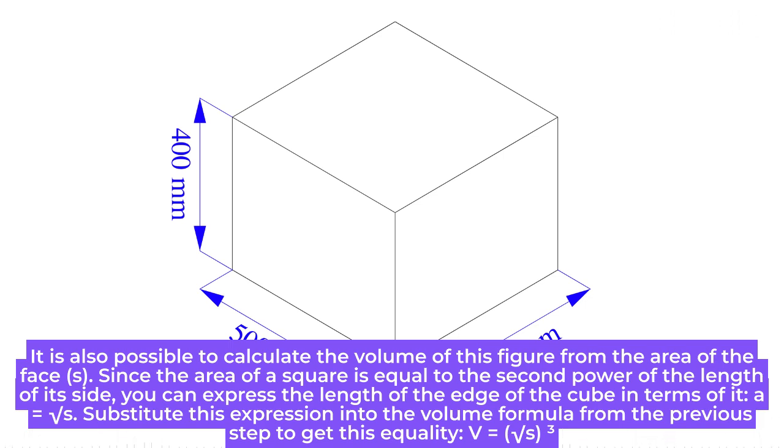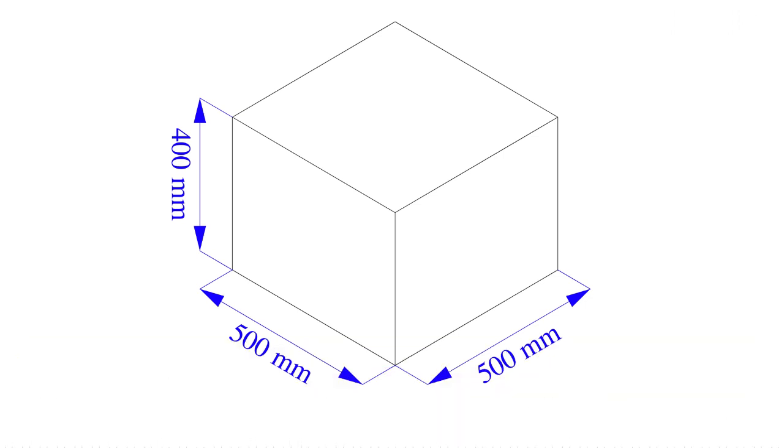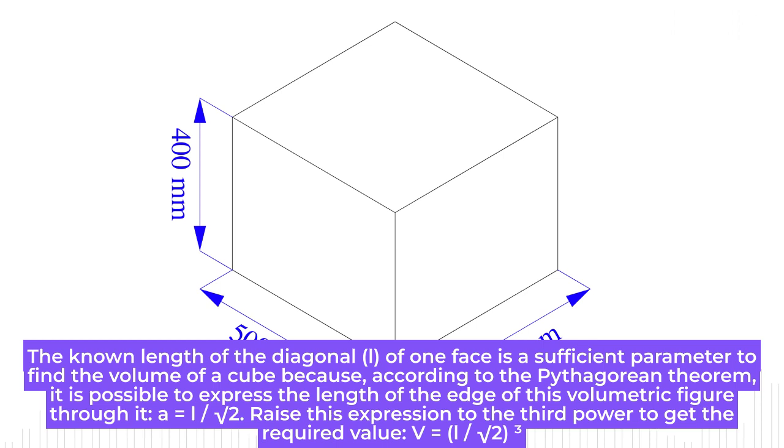Step 3. The known length of the diagonal, L, of one face is a sufficient parameter to find the volume of a cube because, according to the Pythagorean theorem, it is possible to express the length of the edge of this volumetric figure through it, a equals L slash square root 2. Raise this expression to the third power to get the required value, V equals L slash square root 2, superscript 3.